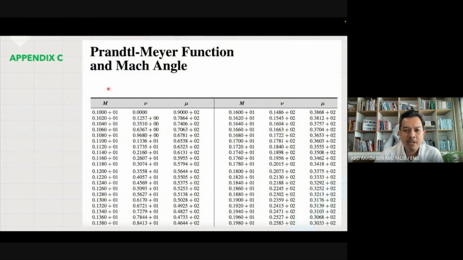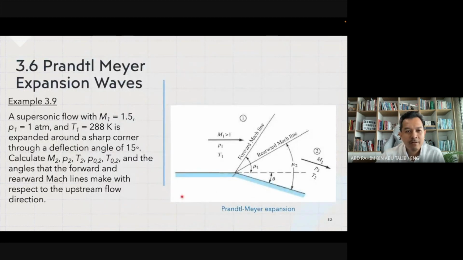So this is Appendix C. If you look at Appendix C, the Prandtl Meyer function and Mach angle, you have the value of Mach number and the value of the Prandtl Meyer expansion parameter V, as well as the mu values, right? So this is another example, example 3.9, with respect to Prandtl Meyer expansion waves.